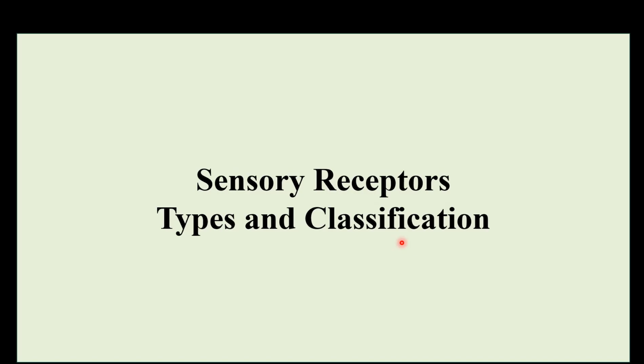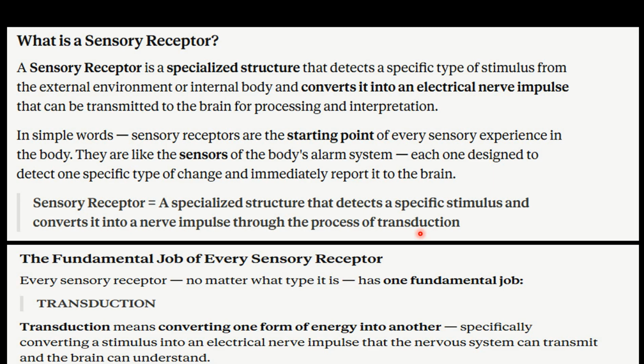Alright, let's get started and see what a sensory receptor is and its classification. If someone asks you in an interview what a sensory receptor is, you can simply answer that a sensory receptor is a specialized structure that detects a specific type of stimulus from the external environment or internal environment and converts it into an electrical nerve impulse that can be transmitted to the brain for processing and interpretation.